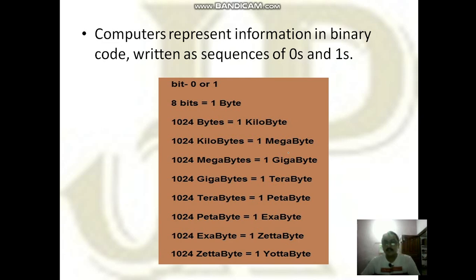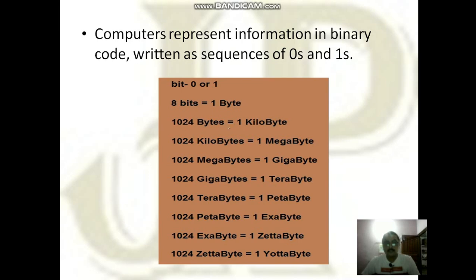Next, computers represent information in binary code written as sequence of zeros and ones. This means in the form of digital, either high or low. Here we can see that 0 or 1 represent a bit. 8 bits is equivalent to 1 byte.